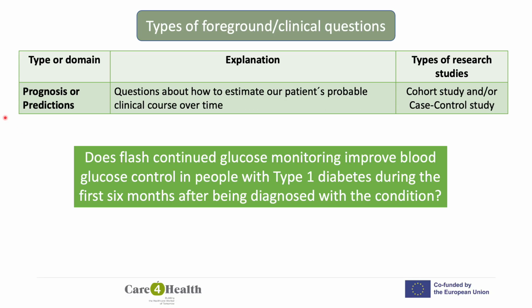And now we have here an example of prognosis or predictions. Those are questions about how to estimate our patient's probable clinical course over time. In this case, we will seek cohort studies or case control studies. This is the example. Does flash continued glucose monitoring improve glucose control in people with type 1 diabetes during the first 6 months after being diagnosed with the condition?